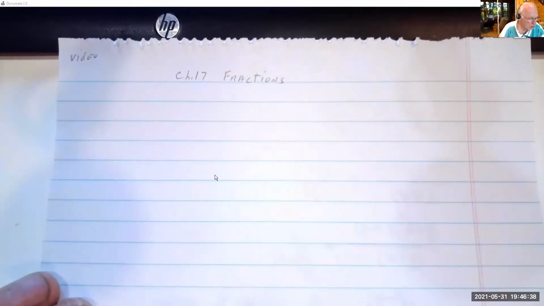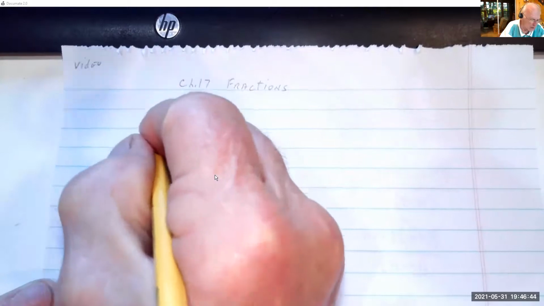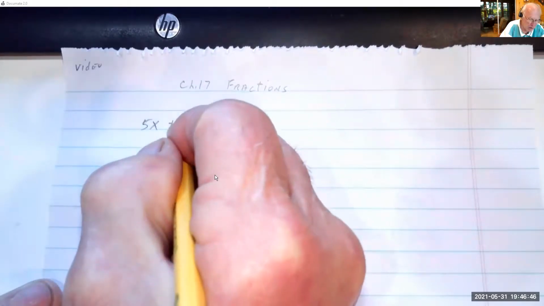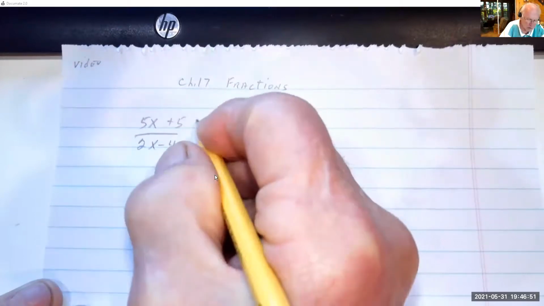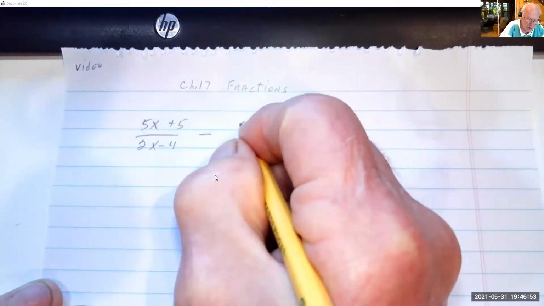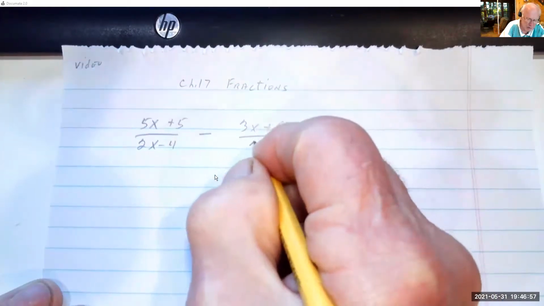Let's try subtraction of two fractions. This time we're going to have like denominators. So we have 5x plus 5 all over 2x minus 4, subtract 3x plus 9 over 2x minus 4.